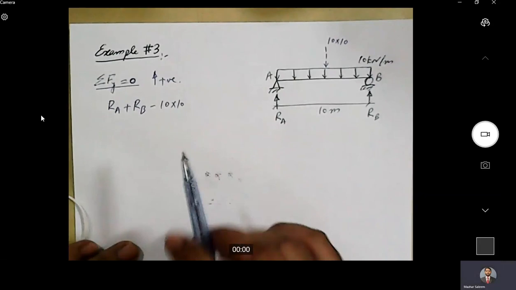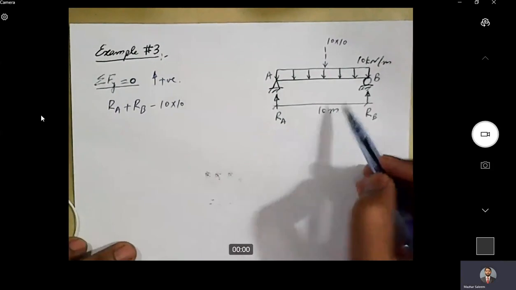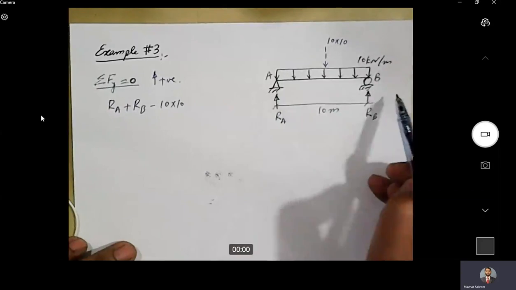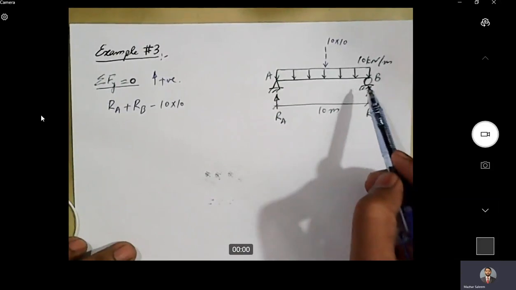solving a beam where the magnitude of the UDL is 10 kilonewton per meter. Span of the beam is 10 meters. The support is A, this is B. We have a hinge support here and a roller support at point B. First step of solving this beam is to calculate the reactions.